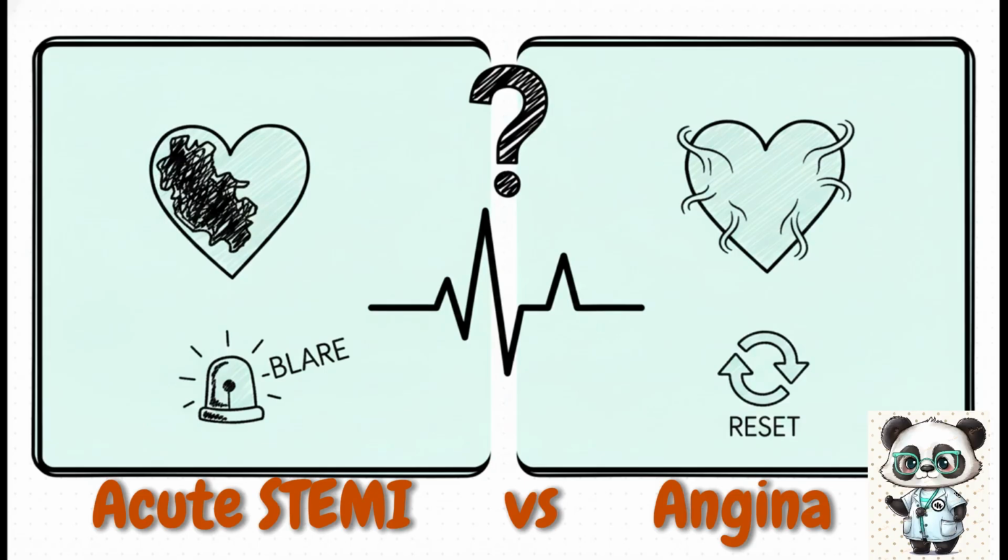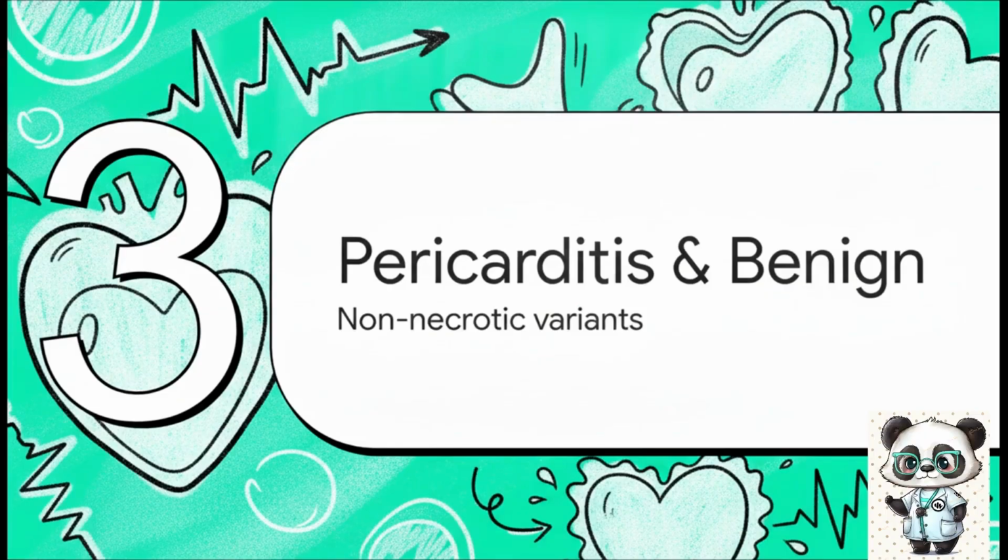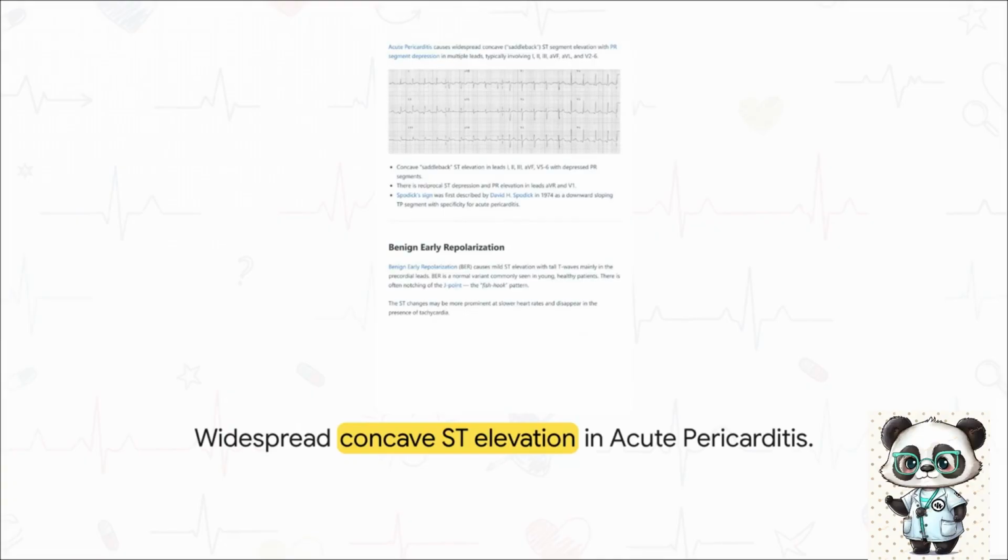But there is a massive curveball to watch out for. You might completely mistake coronary vasospasm, which is also known as Prinzmetal's angina, for an acute STEMI. Why? Because they both show localized ST elevation and reciprocal depression during an episode of chest pain. The crucial difference to remember is that vasospasm is transient. The EKG changes are completely reversible with vasodilators, and unlike an acute STEMI, there's usually no actual myocardial necrosis happening. But, and this is the tricky part, on a single static EKG tracing, it can be literally impossible to tell the two apart. Which brings us to section 3, pericarditis and benign variants. Notice how acute pericarditis presents.